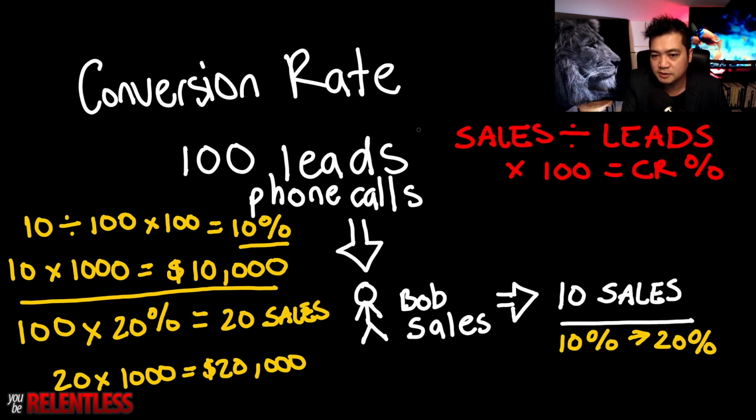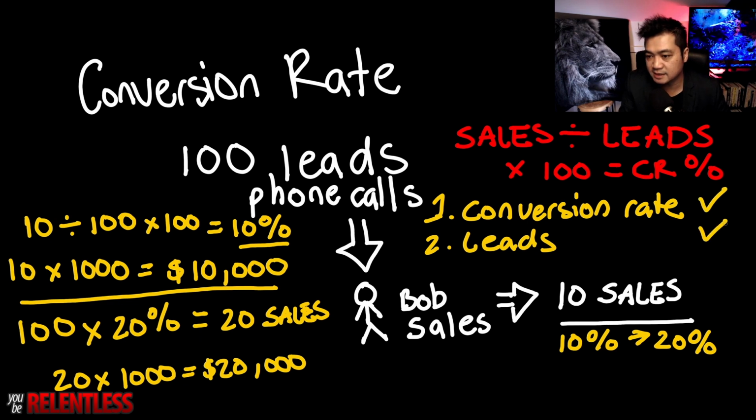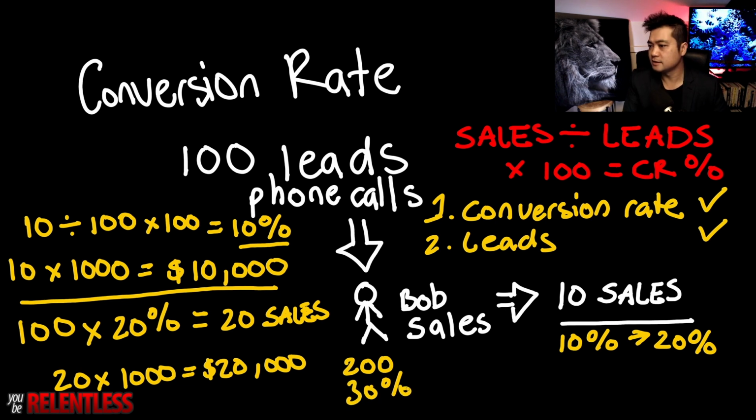And if you want to increase sales, ultimately, it's just increasing your conversion rate, or you increase your leads. That's all you've got to do. Increase your conversion rate, increase your leads. That's all you've got to do to make more money. So you can just tell that now. Let's say that we're going to increase your conversion rate and we're going to increase the leads. Let's see what happens. So let's say now let's double everything. So let's say that now we've got 200 leads, okay? And now we've increased Bob's conversion rate to 30%.